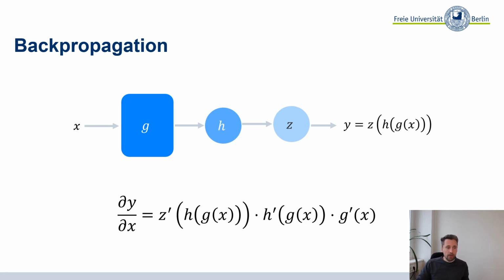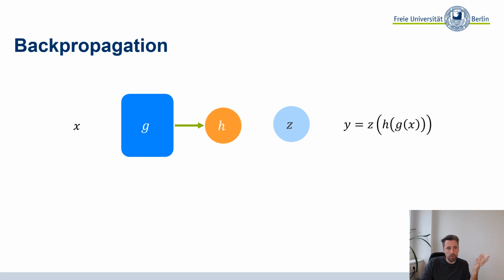And the cool thing here is that this is possible because we only have to know two things for each of those local activations. We need to know, well, in this case, z prime, the derivative of this specific local activation here, and the input, which was h of g of x. Yeah? And of course, we need to know that for all the different parts, and that's the idea of backpropagation.